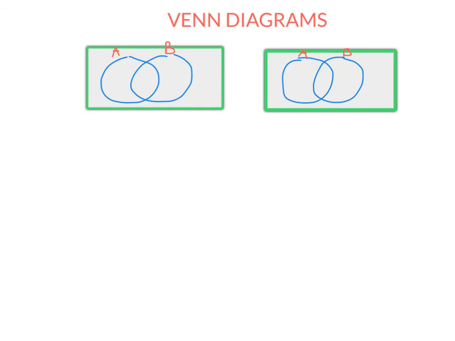So you've probably seen Venn diagrams before. Here we have a rectangle, and inside 2 circles, each circle representing a set. I've called my sets here A and B.